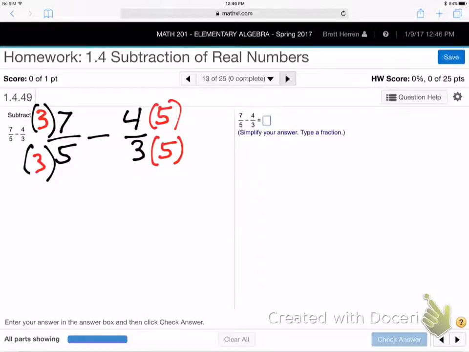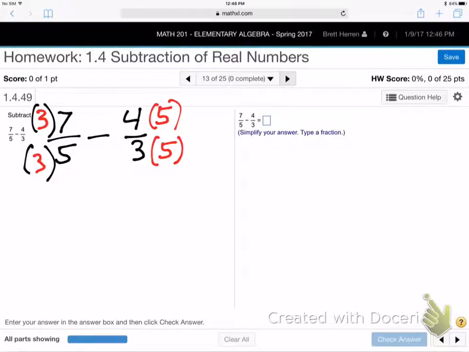But why do I have to do it top and bottom? Why don't I just do the bottoms? Because otherwise I would change the fraction. We're trying to make it look different without being different. That's a lot of what we do in math. We make things look different without being different.